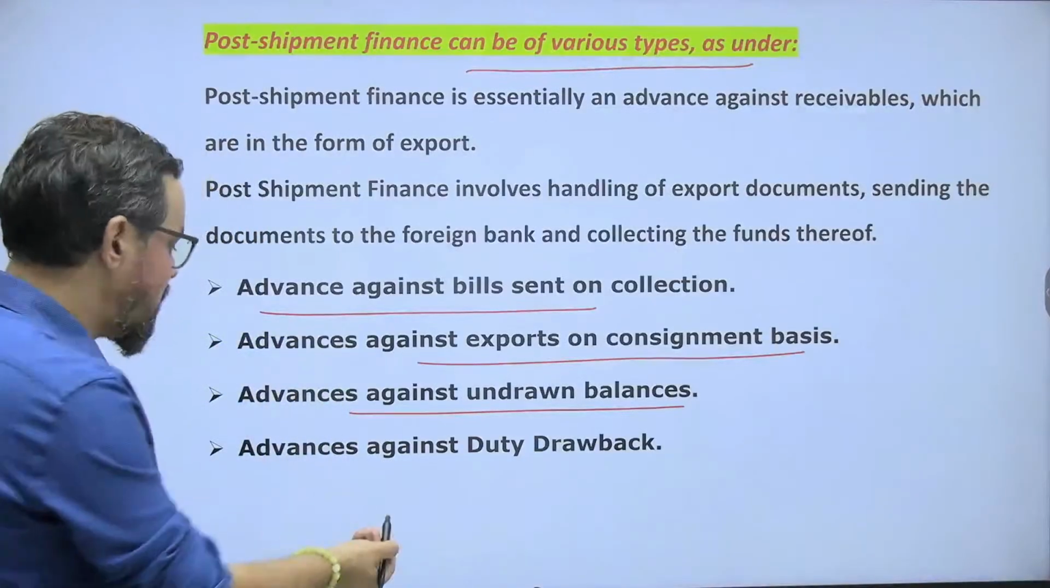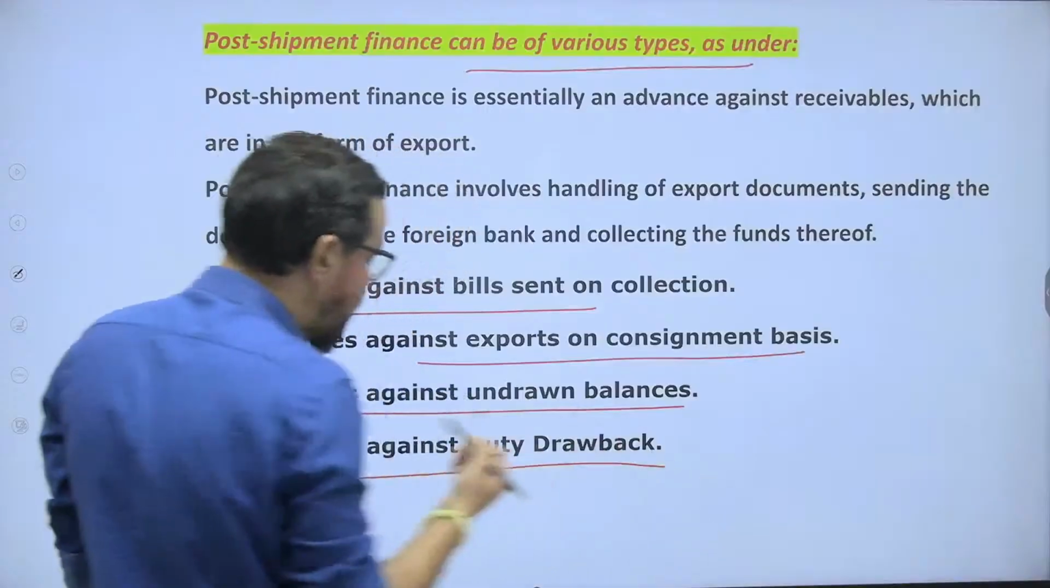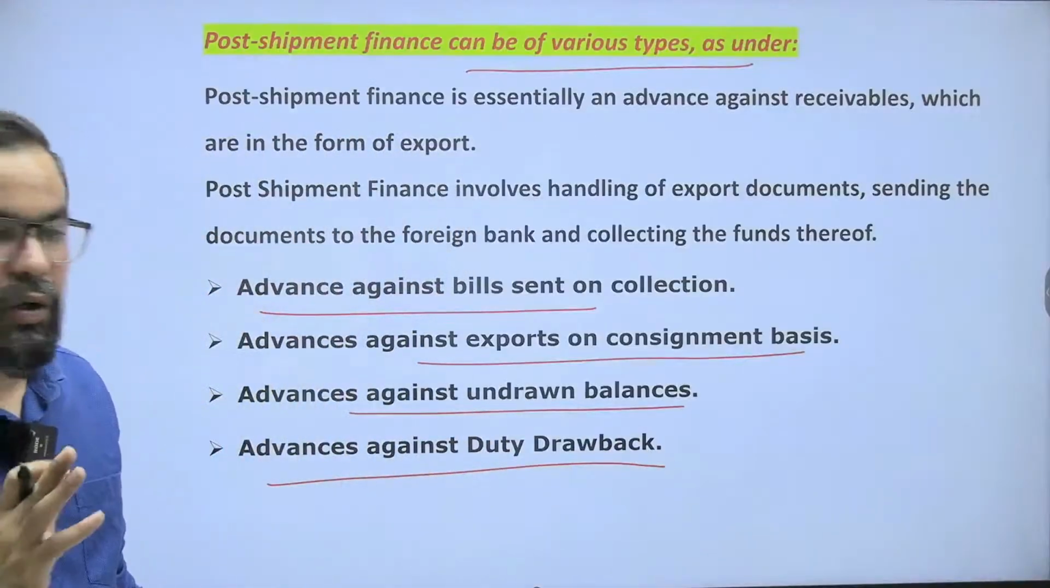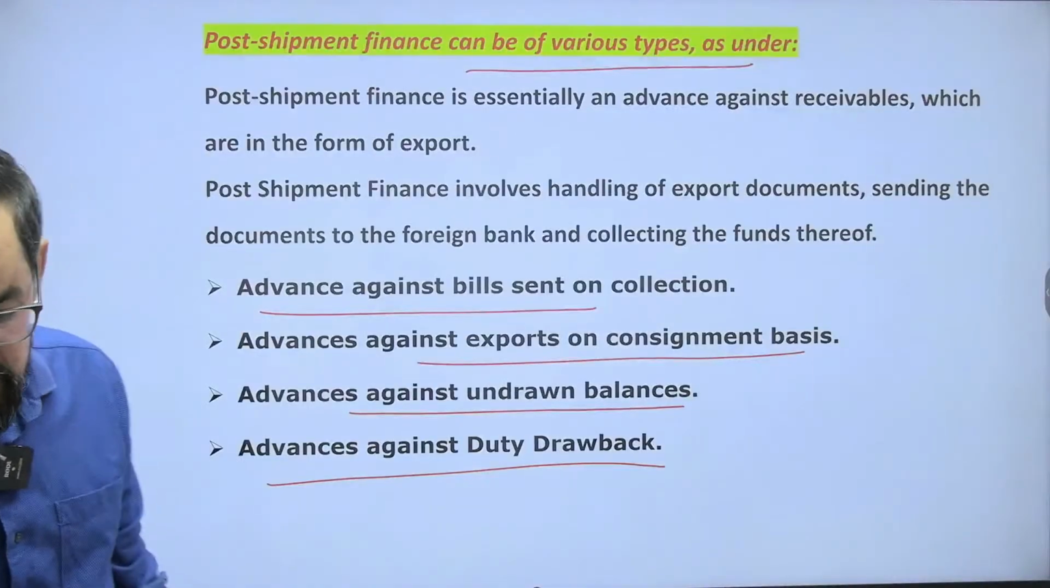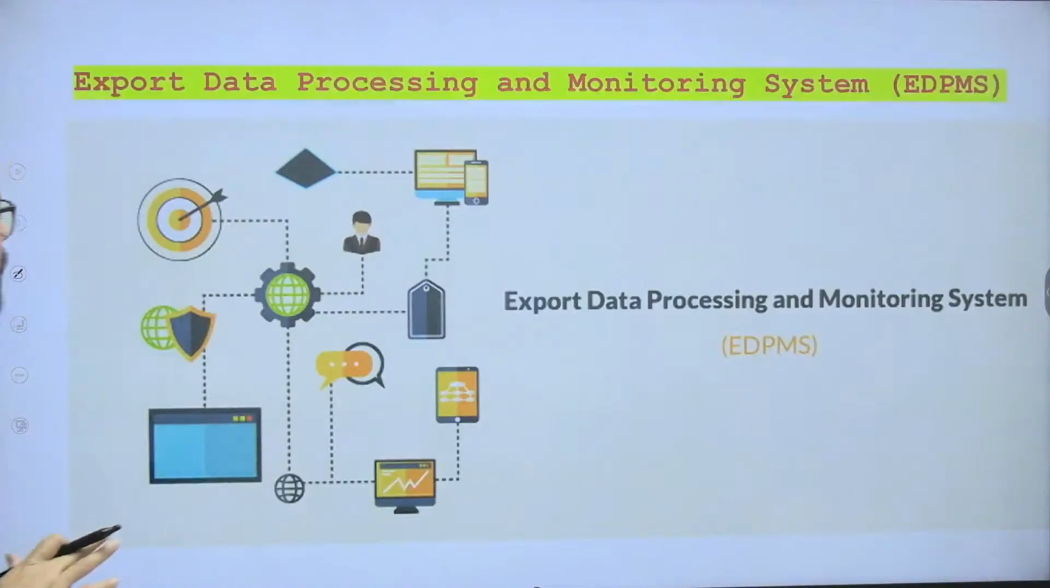So that can be, yes, it is mentioned here. Drawdown against duty drawbacks, duty drawbacks provided by the government itself. So they generally come under this particular one.